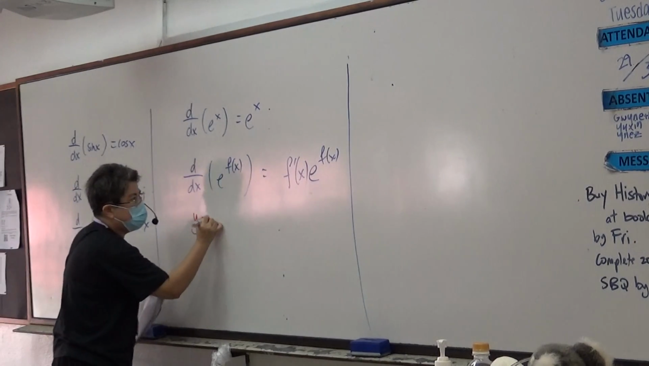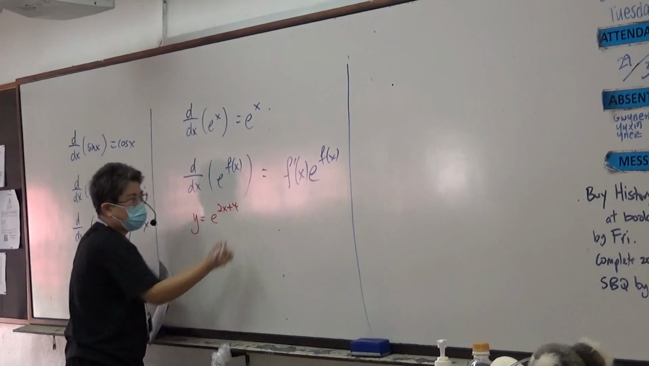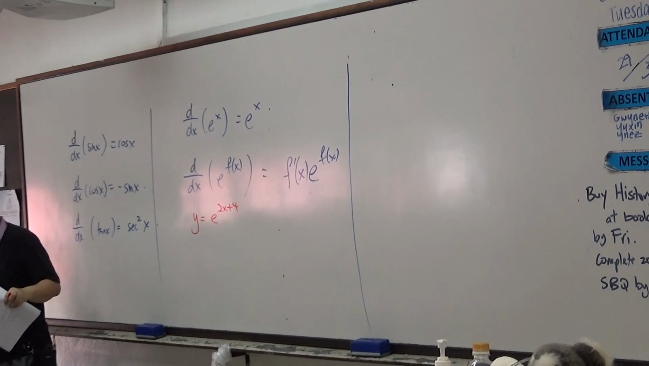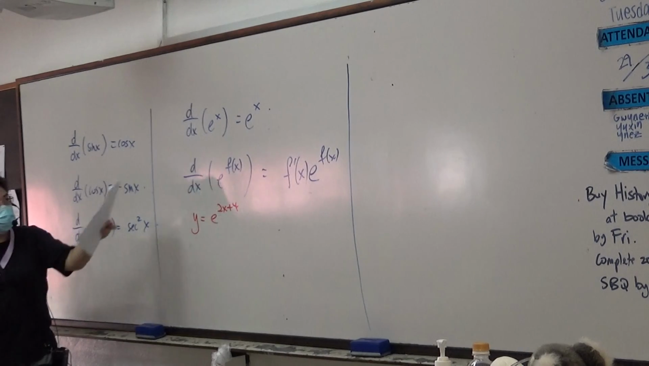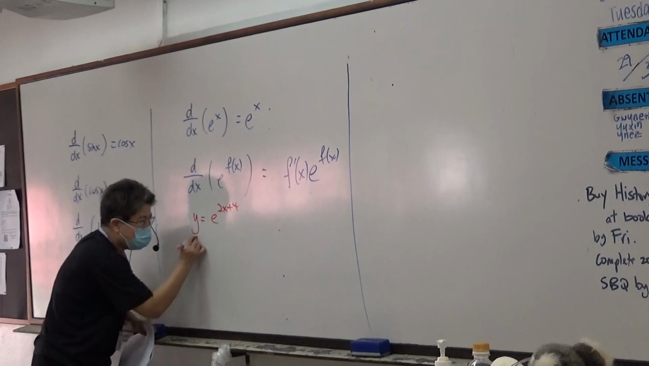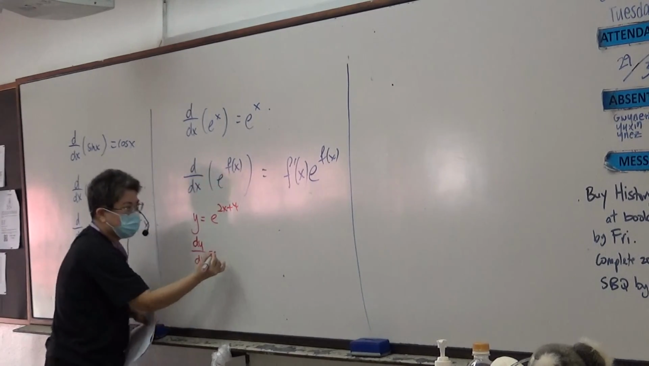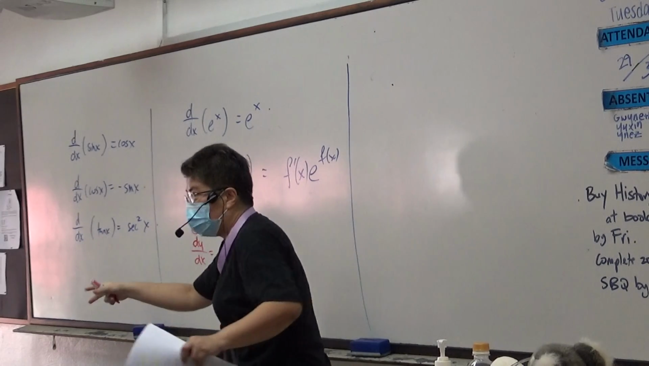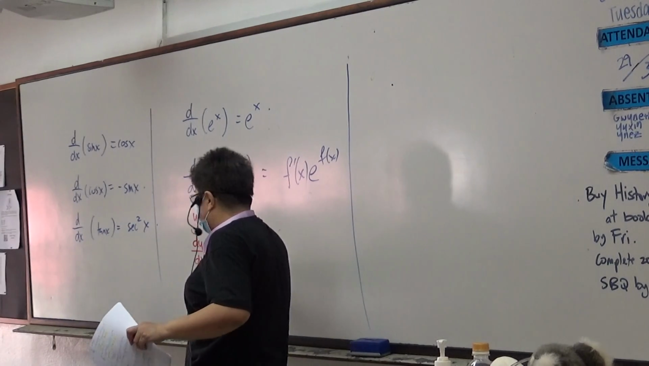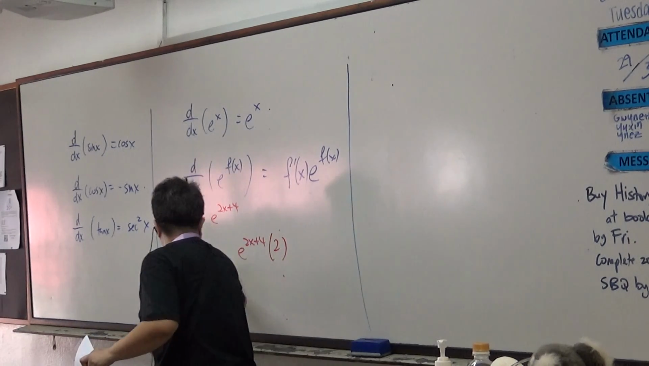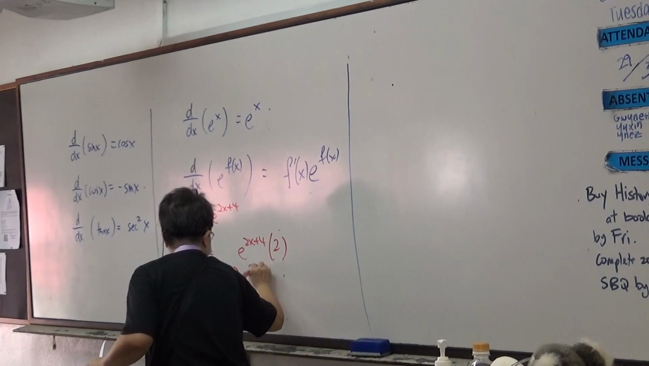For example, y is e^(2x+4). Can you see the top? It's the algebra, can you see? Of course, if it's e^x, then just e^x. Now, what is dy/dx? You just copy down the e^(2x+4), that thing must be there. Then you differentiate the top, it becomes what? 2. So the final one will just be 2e^(2x+4), like that.